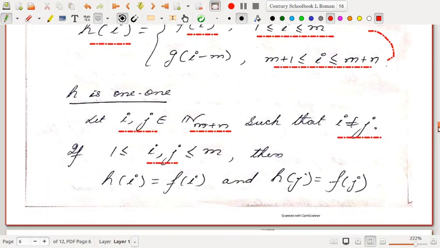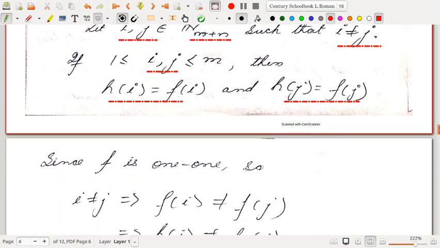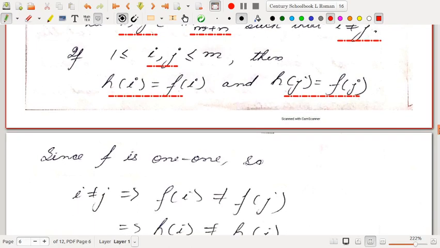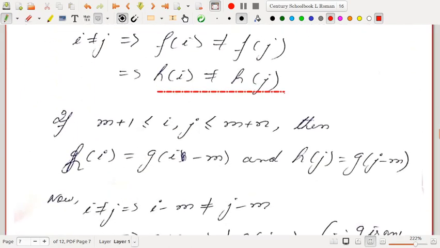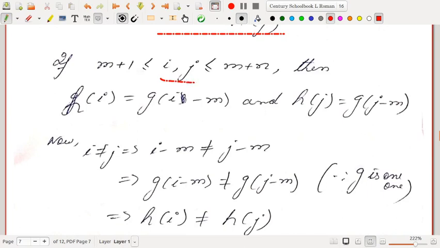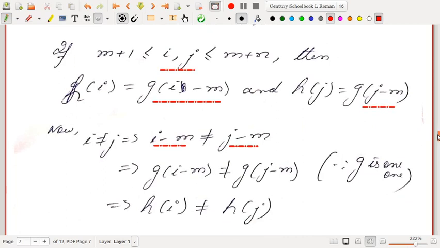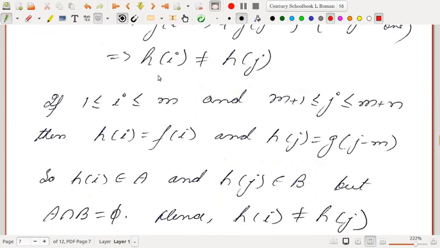Okay, so if i and j both lie between 1 and m, then h(i) is f(i), h(j) is f(j). But since f is one-one, i not equal to j will imply f(i) is not equal to f(j). So this will imply that h(i) is not equal to h(j). Then another case: it may happen that i and j both lie between m+1 and m+n. In that case, h(i) will be g(i-m), h(j) will be g(j-m). Since i is not equal to j, i-m is also not equal to j-m, and since g is one-one, g(i-m) is not equal to g(j-m). Okay, so thus h(i) is not equal to h(j).